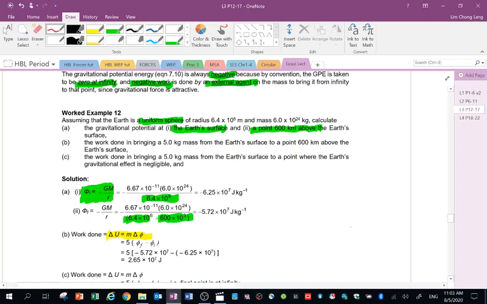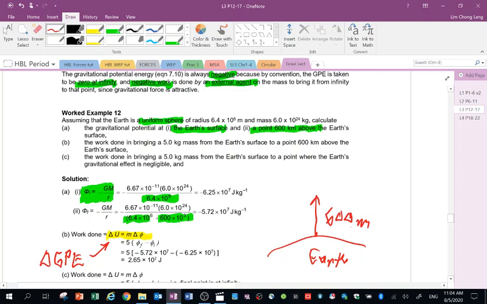So we know this. This is the Earth, right? So you want to bring it up from here to a point which is 600 meters. There's an increase in GPE. So delta U is actually the increase in GP, delta GP. So get used to the symbol. Delta U means delta GP.